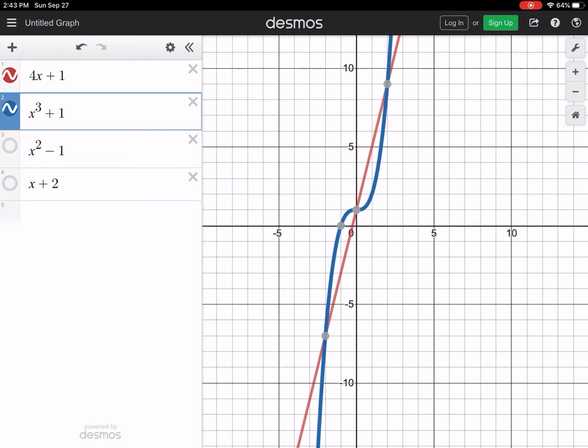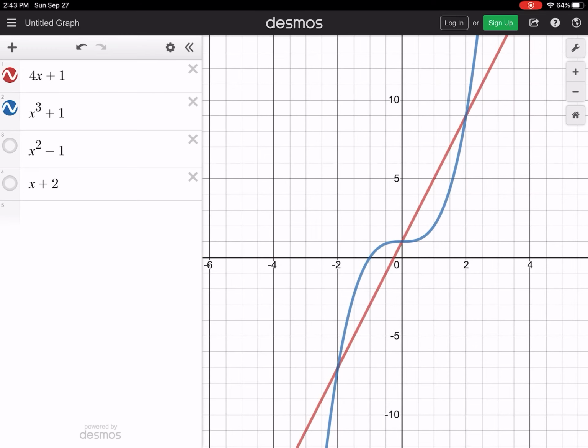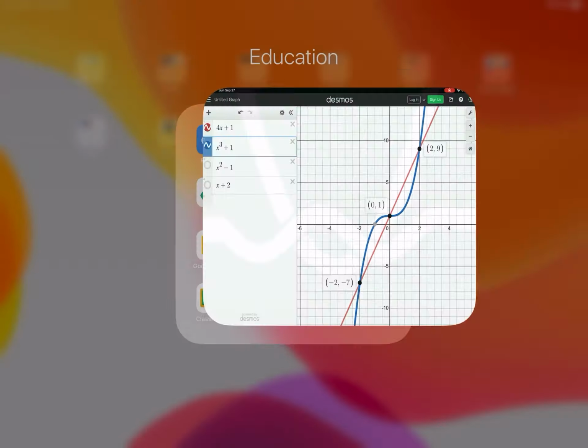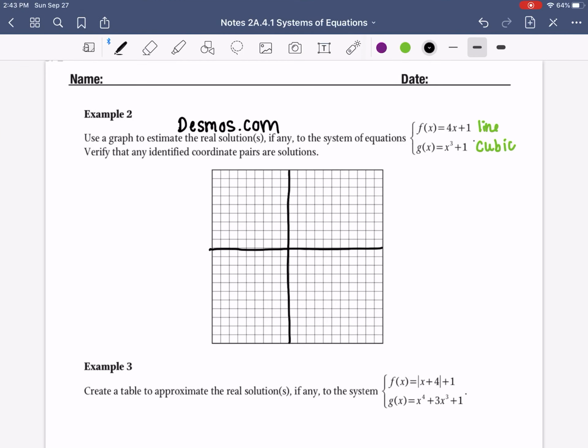So we want to see, it kind of looks like the one that we just looked at in example number 1, but you can see they hit 3 times. So it hits at 2, 9, 0, 1, and -2, -7. So we're going to draw a little sketch of this. We already know the answers are 2, 9, 0, 1, -2, -7, but your answers are just where your two graphs intersect.